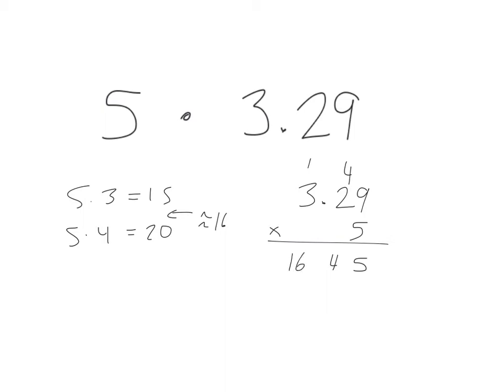Now, where's my decimal go? Straight down? Not always straight down. Sometimes it works out like that, but we got to remember the way we find it is we say, hey, how many decimal places are present in these two numbers that are being multiplied? 1, 2. So our decimal is going to go 1, 2, right there. 16.45 is our answer. And my estimation was close-ish, right? About 16, somewhere in there.